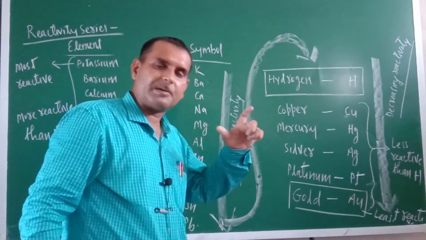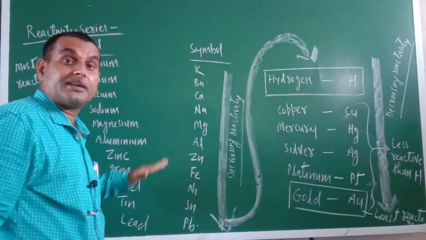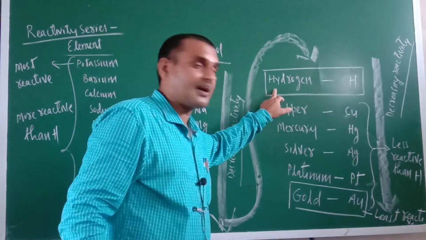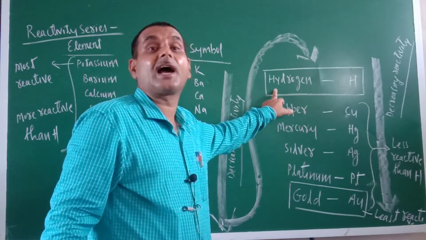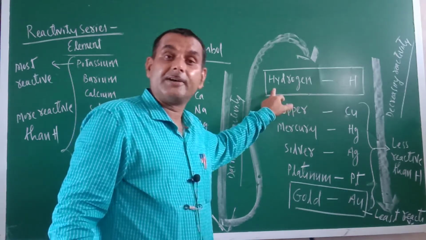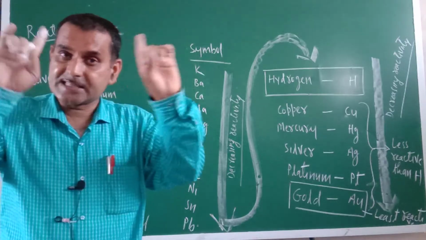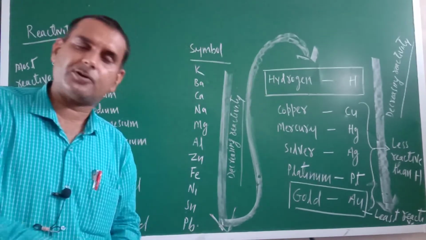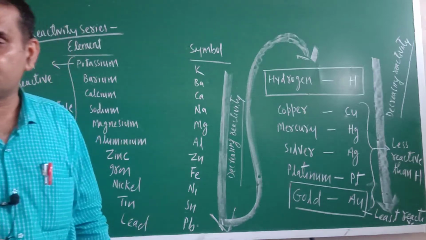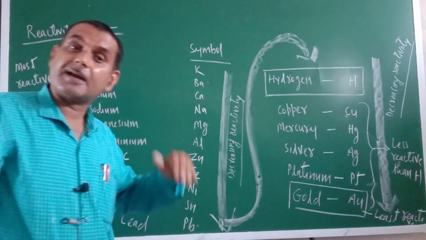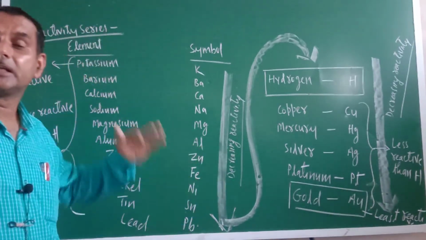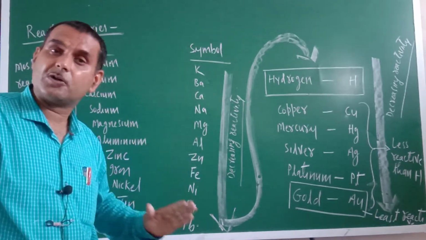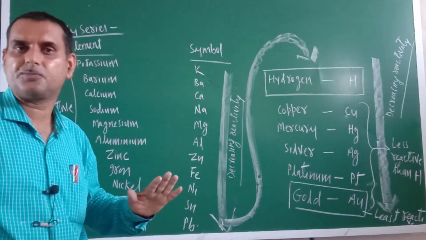And see the amazing fact: this is the activity series of metals, but in between the metals one non-metal is placed, that is hydrogen. So now metals are divided into two categories: metals placed above the hydrogen are generally called more reactive metals, and metals placed below the hydrogen are called less reactive metals.